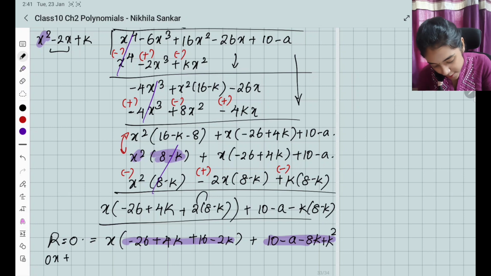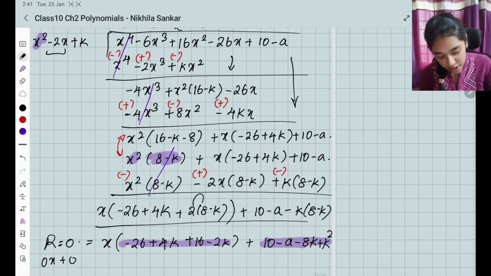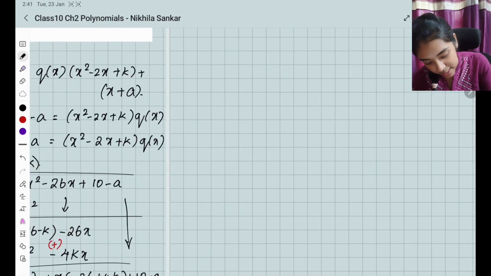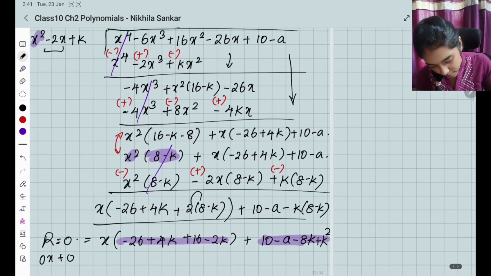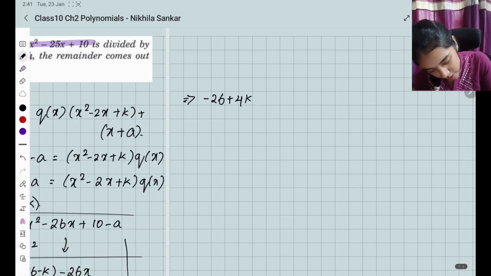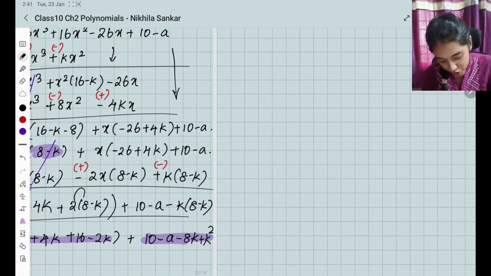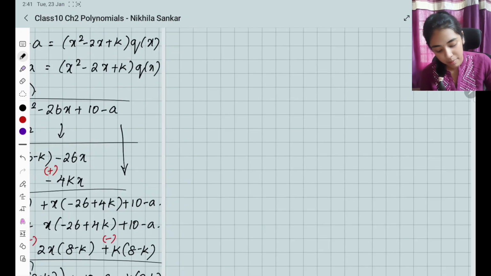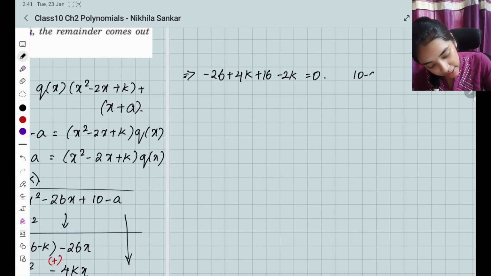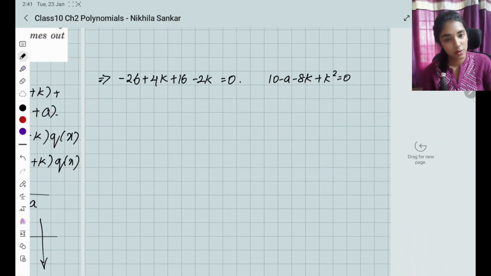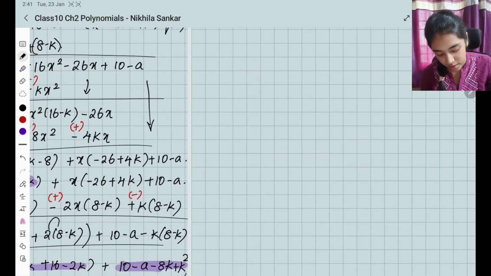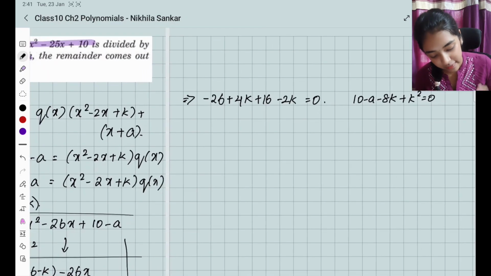Now we have 0x plus 0. If I equate the coefficients, I'll have minus 26 plus 4k plus 16 minus 2k equals 0. This is one equation. And the next equation is going to be 10 minus a minus 8k plus k square equals 0. So this is another equation. Understood? Okay.